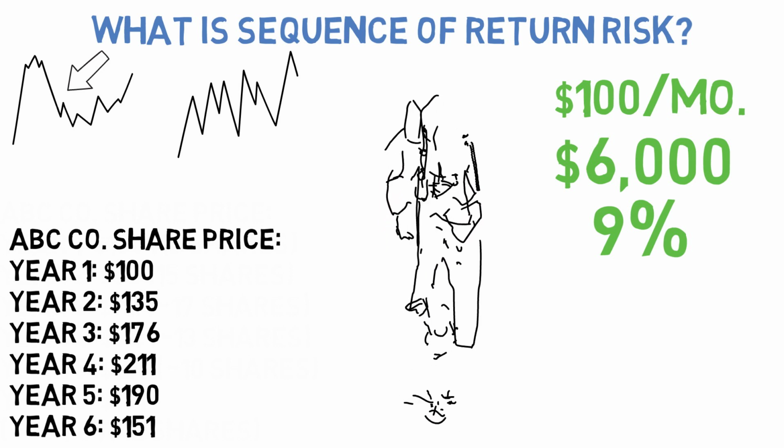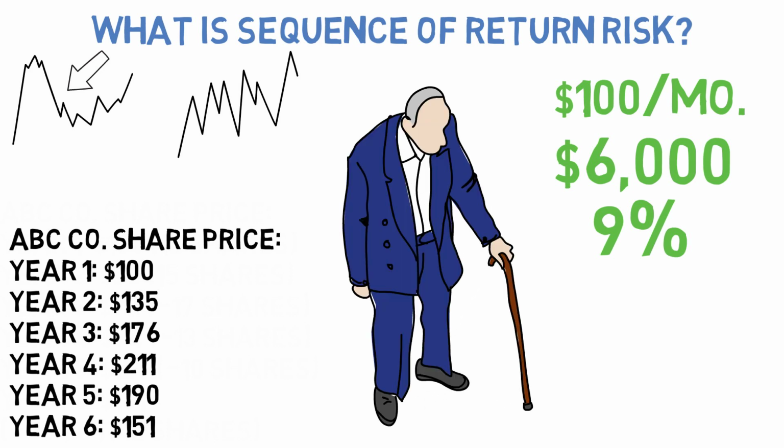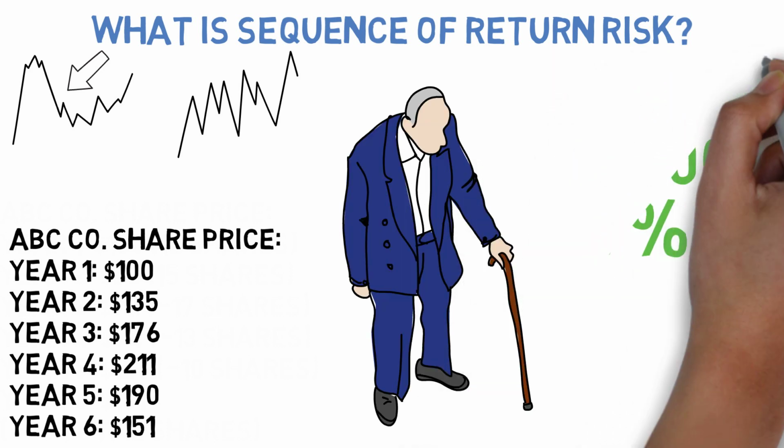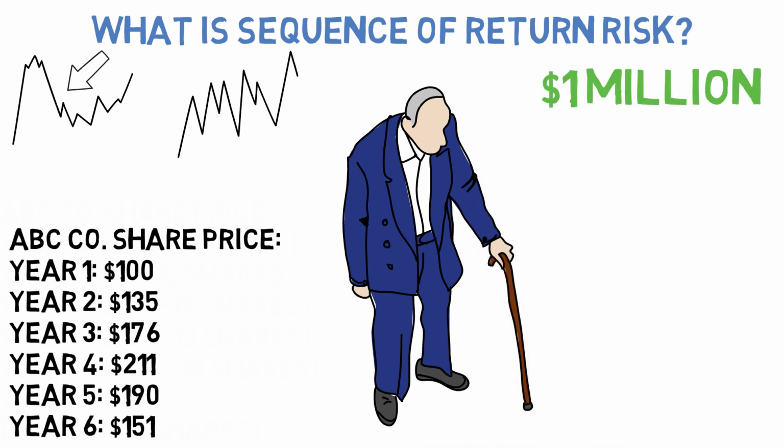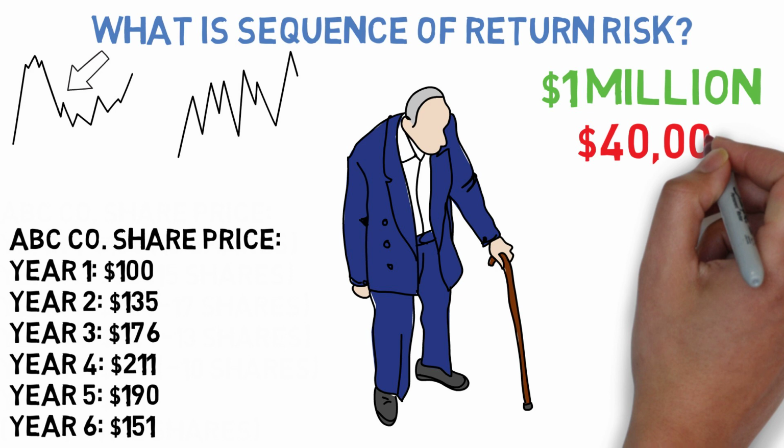On the withdrawal side of things, the ideal sequence of returns is reversed. Say if John had a $1 million nest egg that was invested fully in ABC Company for some reason, and was withdrawing $40,000 a year from it.